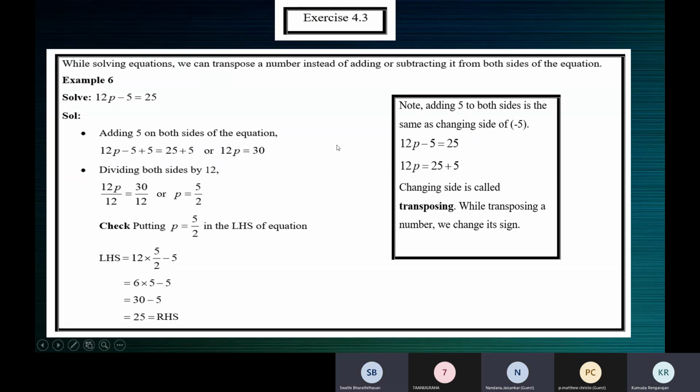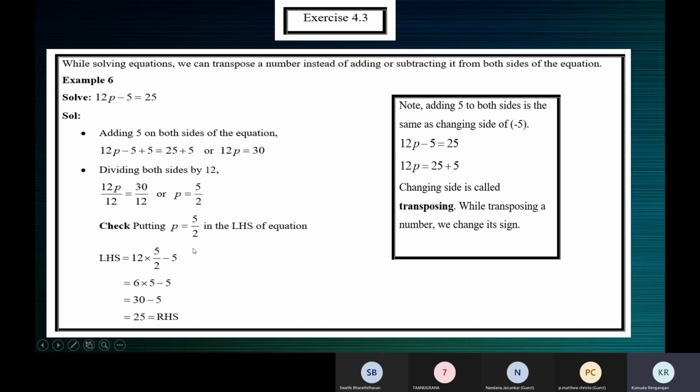Ma'am, as a solution. Is a solution. Yes, Nandana, you're also right. It's the answer, but the more appropriate term is solution, as Swati said. 5 by 2 is a solution of this equation because it will satisfy the equation. The equation holds for p is equal to 5 by 2. Or you can say that the value 5 by 2 will satisfy this equation.